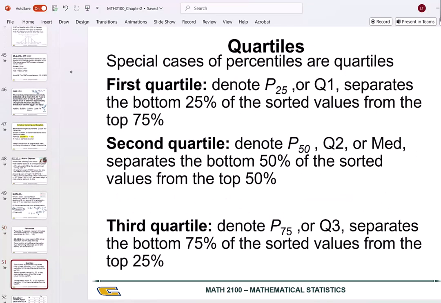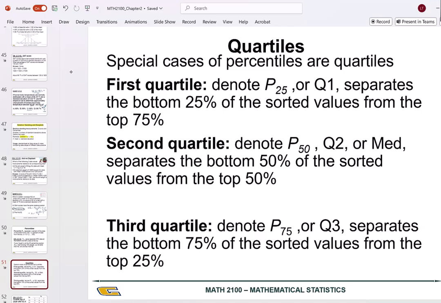In the special case of percentiles, we have quartiles, which are at 25, 50, 75. The first quartile, Q1 or P25, separates 25% at the bottom and 75% at the top. Of course, here we shorten it to the value. Again, in this course, we just consider ascending order, meaning numbers keep increasing.